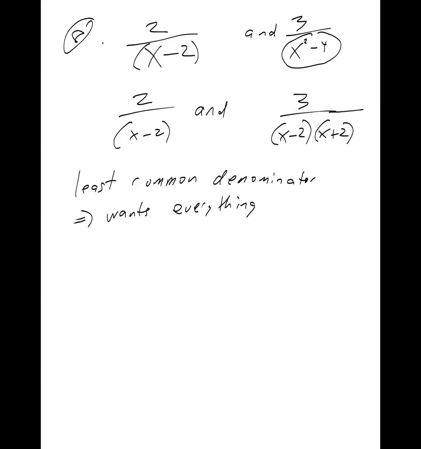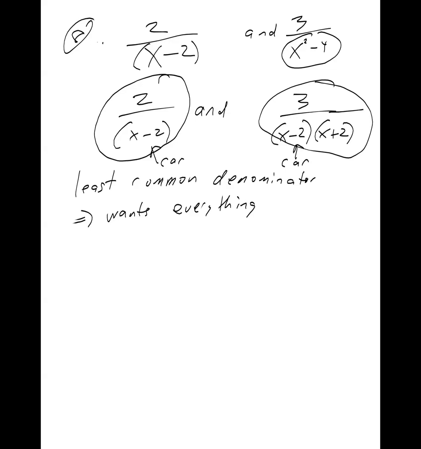So this is like your house. This is like the Joneses' house. And the people are on the top. 2 is like you and 3 is like Mr. Jones. This represents a sports car, and both of them have a sports car. But this represents a pickup truck, and one of them does not have a pickup truck. So what do you think the other person's going to want if they don't have it? The truck. So the common denominator is something that wants everything and gets it. So the common denominator is x minus 2 times x plus 2.